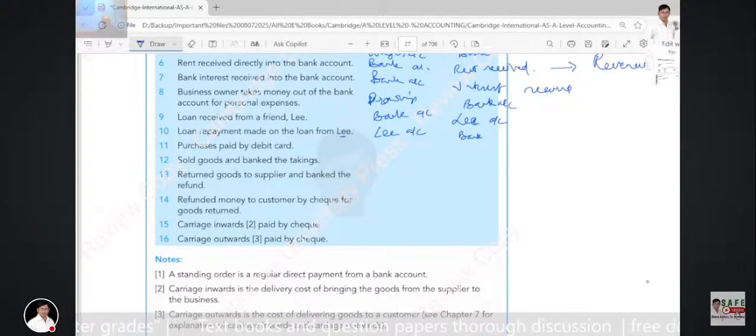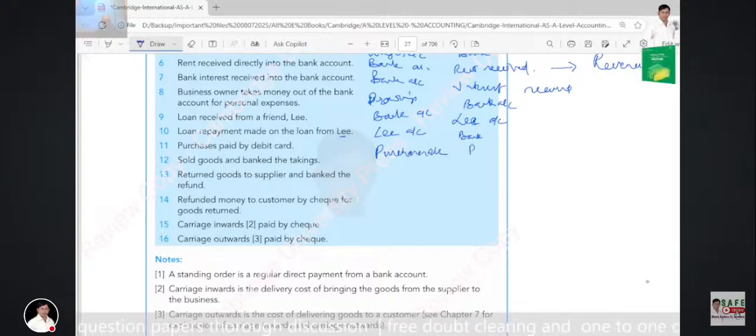Then, purchases paid by debit card. Whether it is a debit card or a check or whatever, money will always go out from the bank. So purchases will be debited and the bank account credited, because money will go out when you pay from the bank. With a debit card, money will go out from the bank only, because unless you have money in the bank, money cannot be debited by the bank.